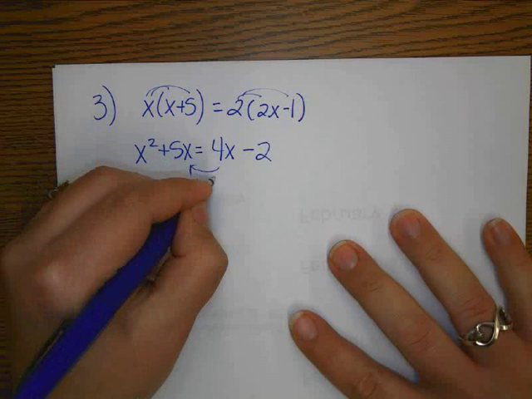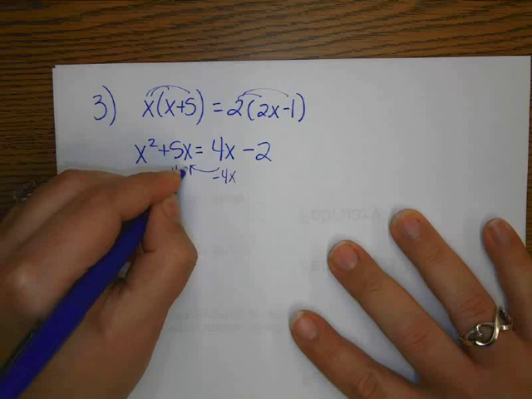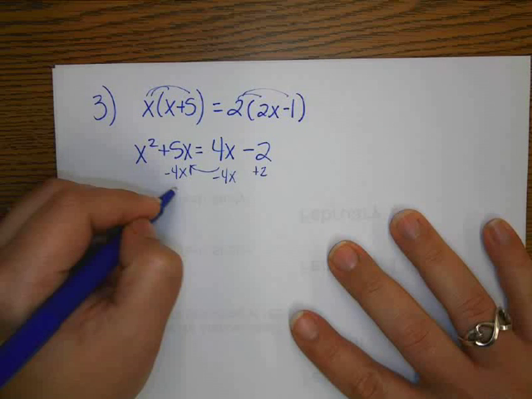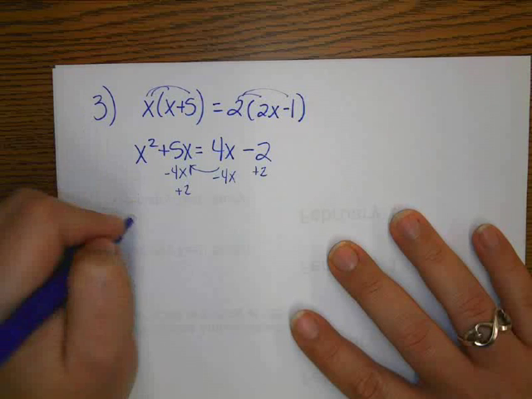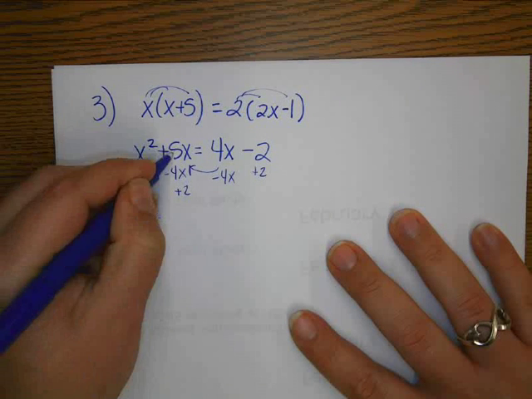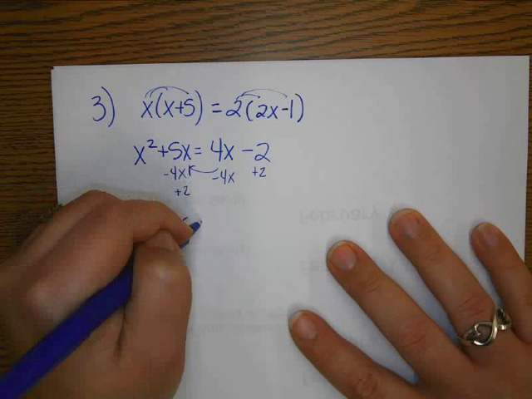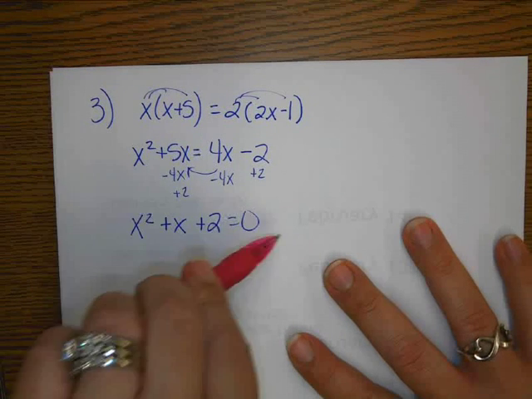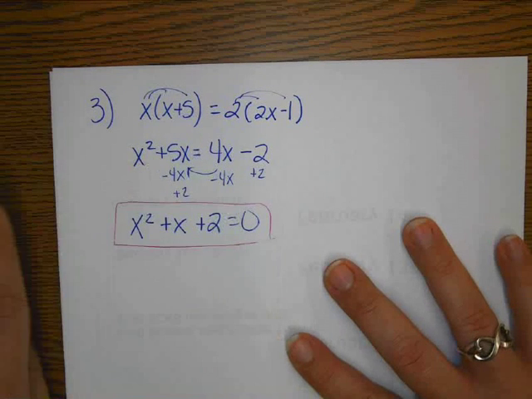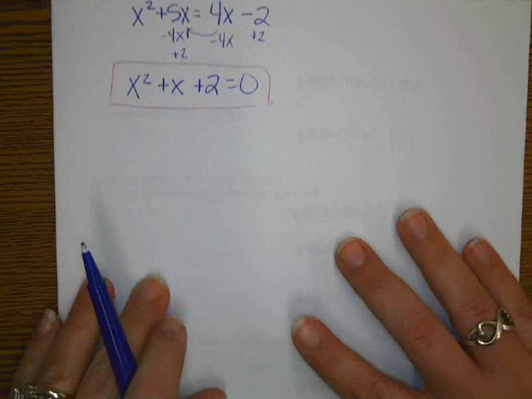So I'm going to minus 4x from both sides, move that over. I'm going to add 2 to both sides. It's a little messy, but if you followed along, x squared, 5x minus 4x is plus x plus 2 equals 0. Now we are able to use the quadratic formula from here.